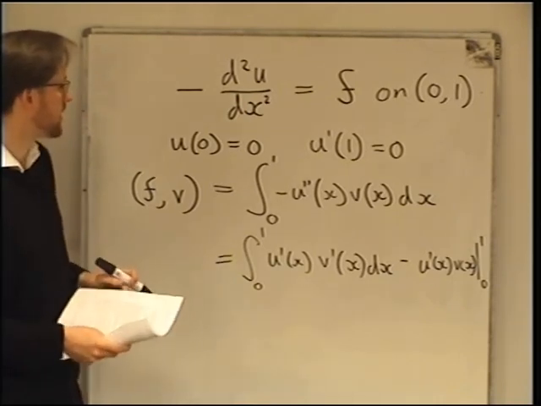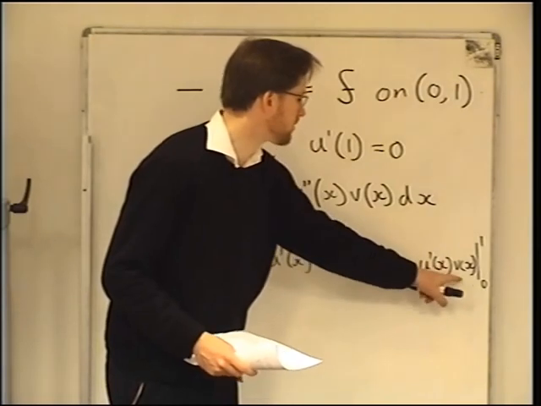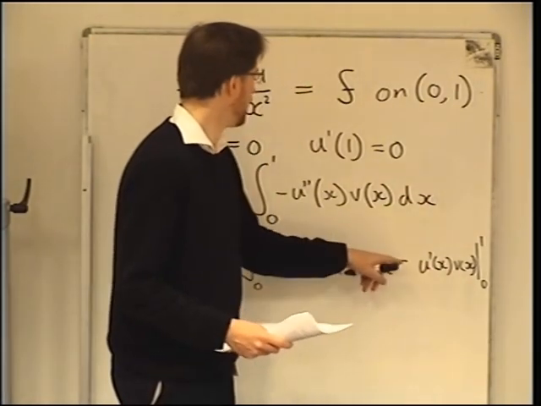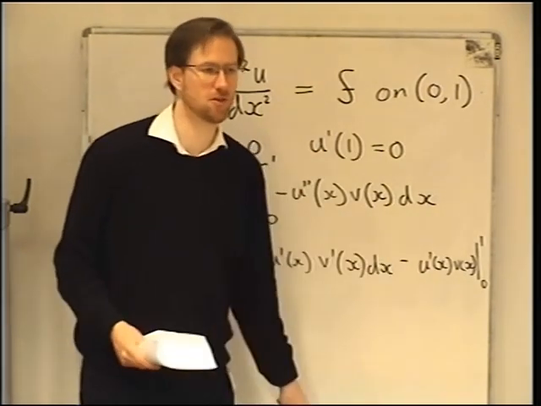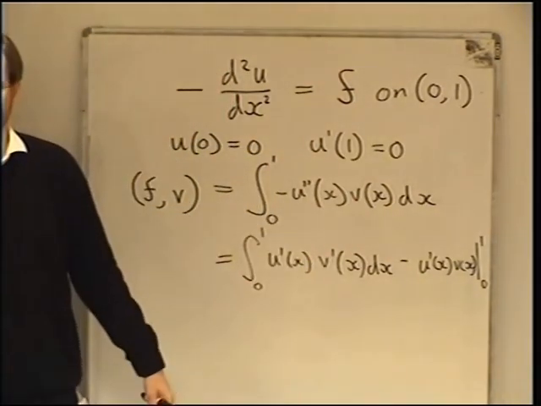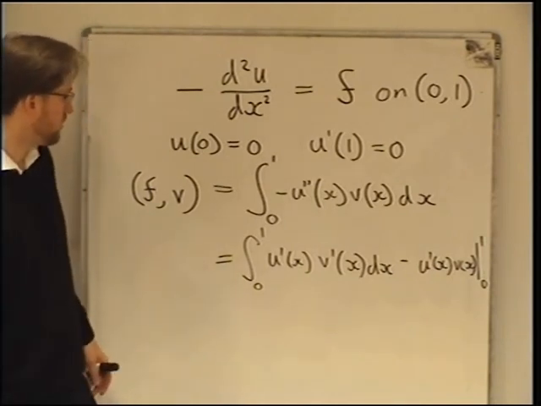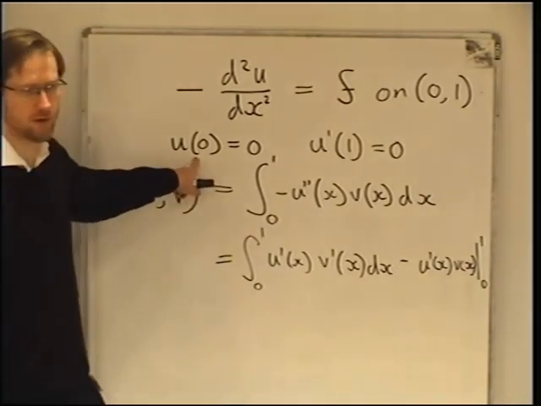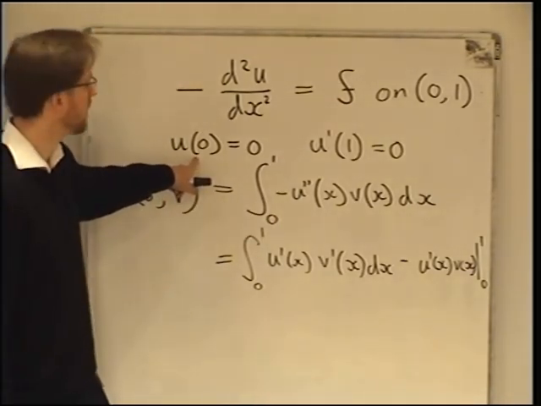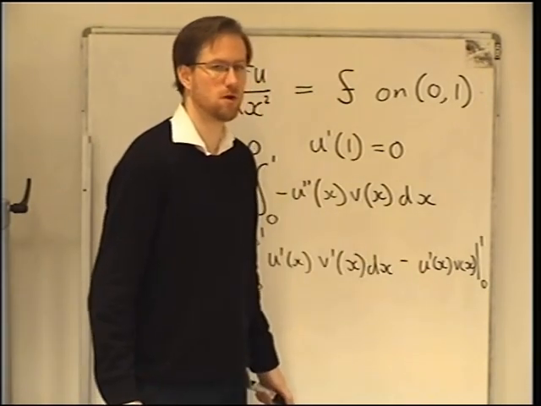So let's do the right hand end first. So when we evaluate u prime of x times v of x at 1, well, we know that u prime of x at 1 is 0. So the right hand version of this term just goes away. You can just cross it off. At the left hand side, that's not necessarily true immediately, because I know what u is at the left hand side, and I don't yet know what u prime is.